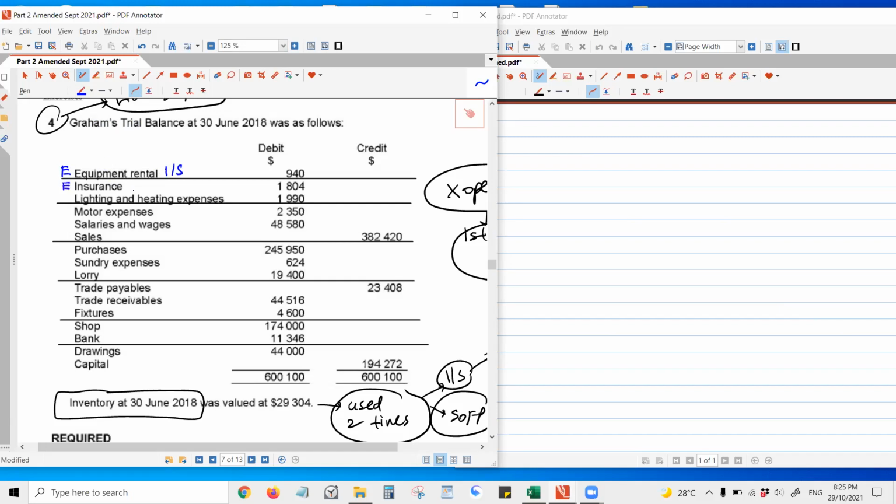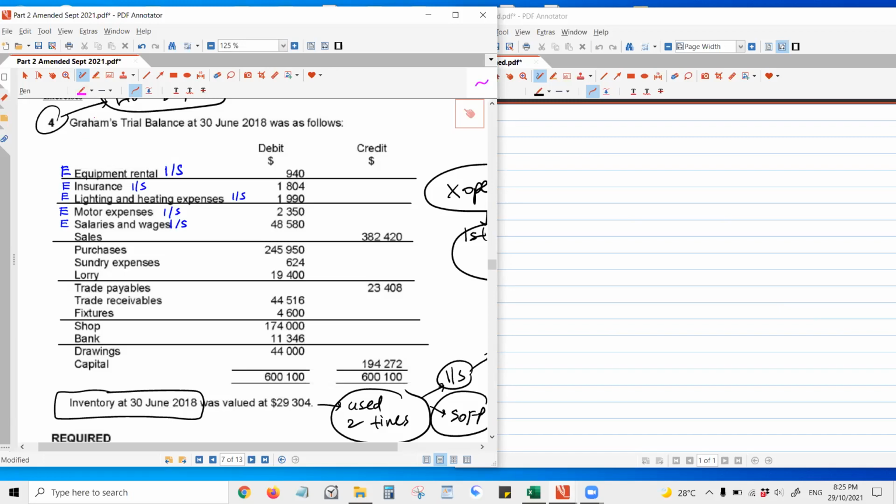Insurance, E, IS. Next one, E, IS. I do it slightly faster. So the first 3 are all expenses that go into the income statement. Motor expenses mean petrol, toll fees, repairs. All these are motor expenses. It doesn't mean buying a motor vehicle here. It's petrol. Salaries and wages means you pay salaries and wages to your workers, which is also a spending of your business.